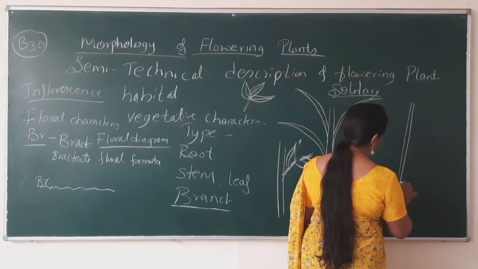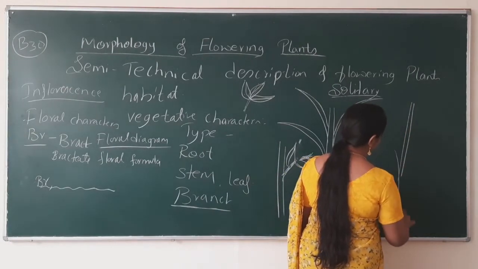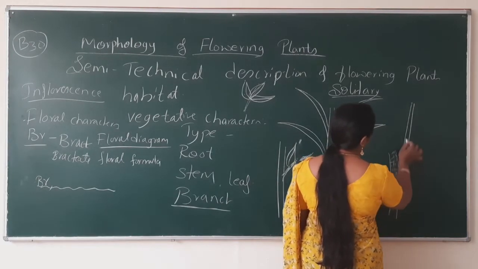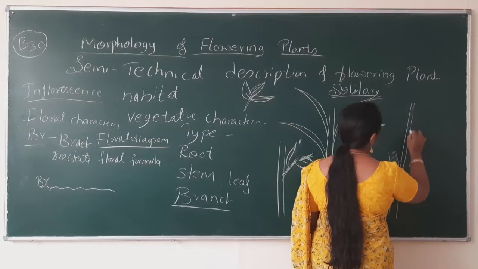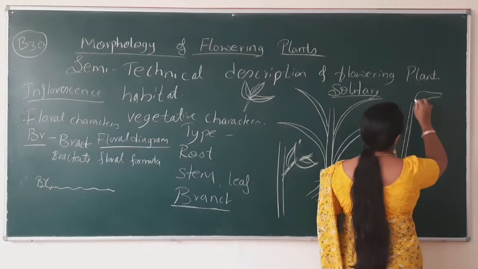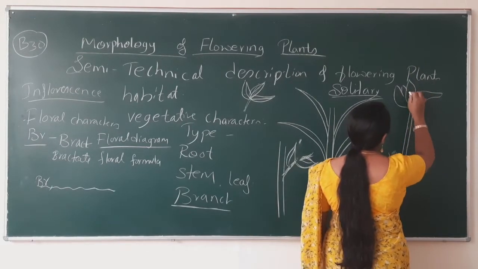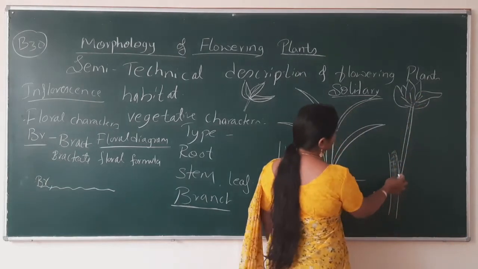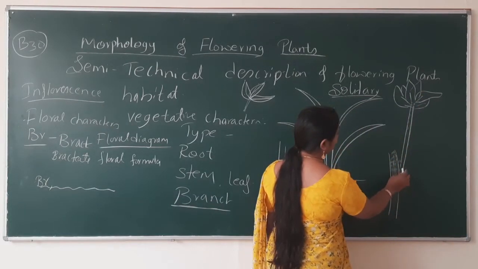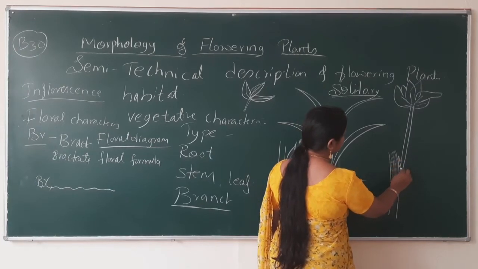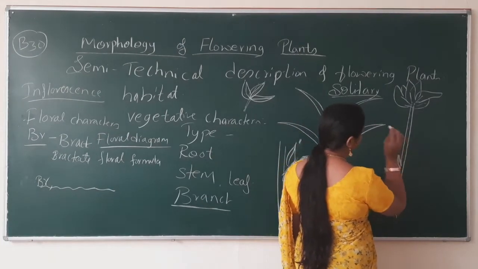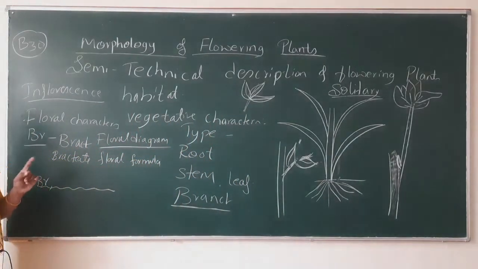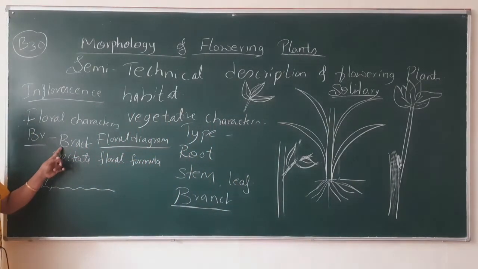Consider this is the flower, branch, pedicel and somewhat a flower. Okay. So at the base of the flower, if it possesses a reduced leaf, it means what? The flower consists of bract.